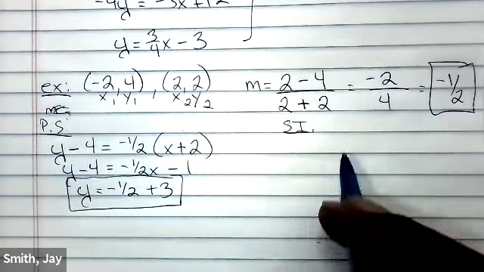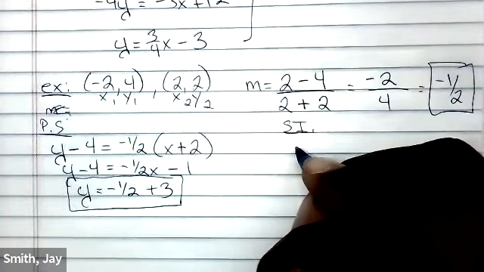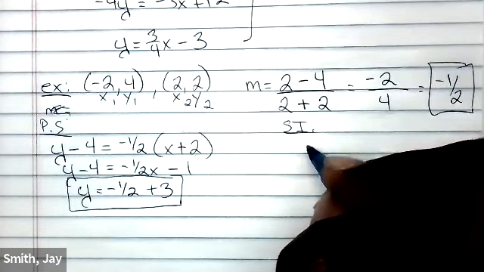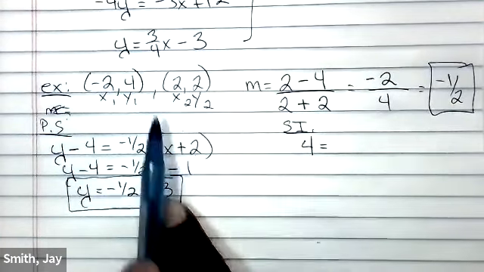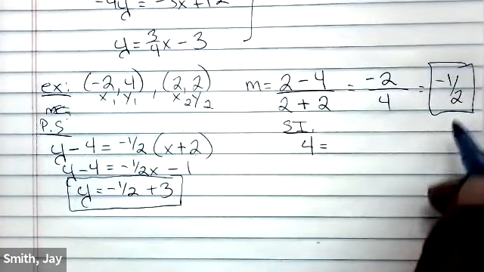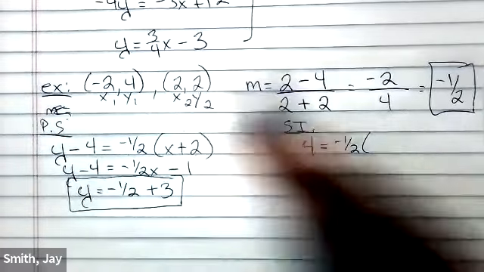We also could do it the slope-intercept way, where we're searching for b first. We're going to use y equals mx plus b as the equation. So 4, which is my y, is equal to my slope m, which was found to be -1/2, times x, which was -2.